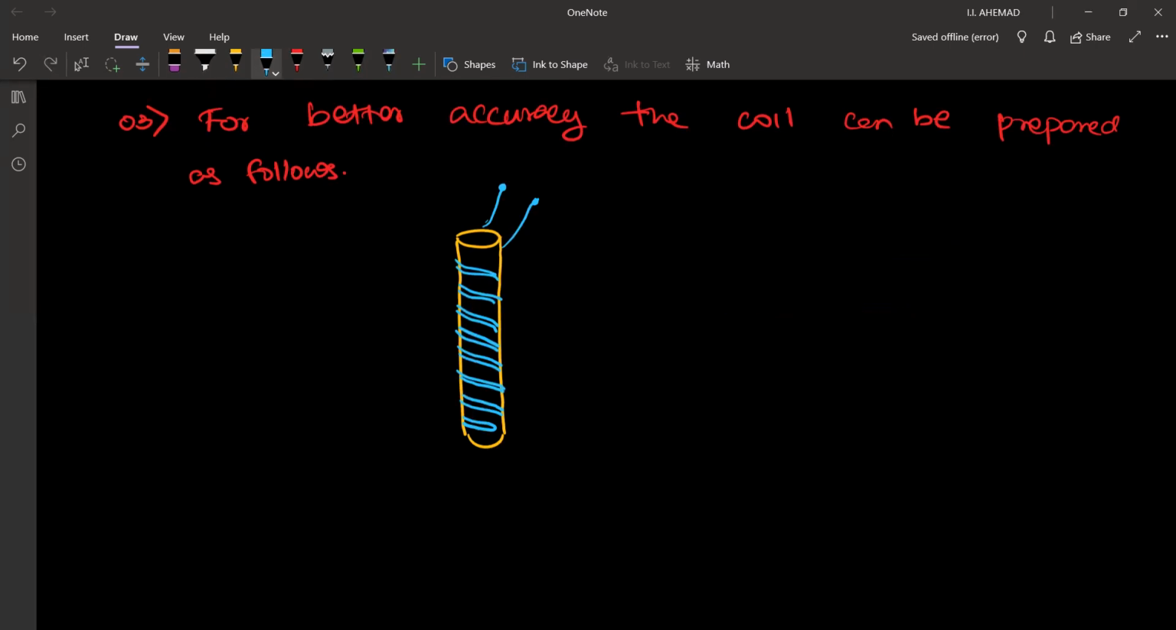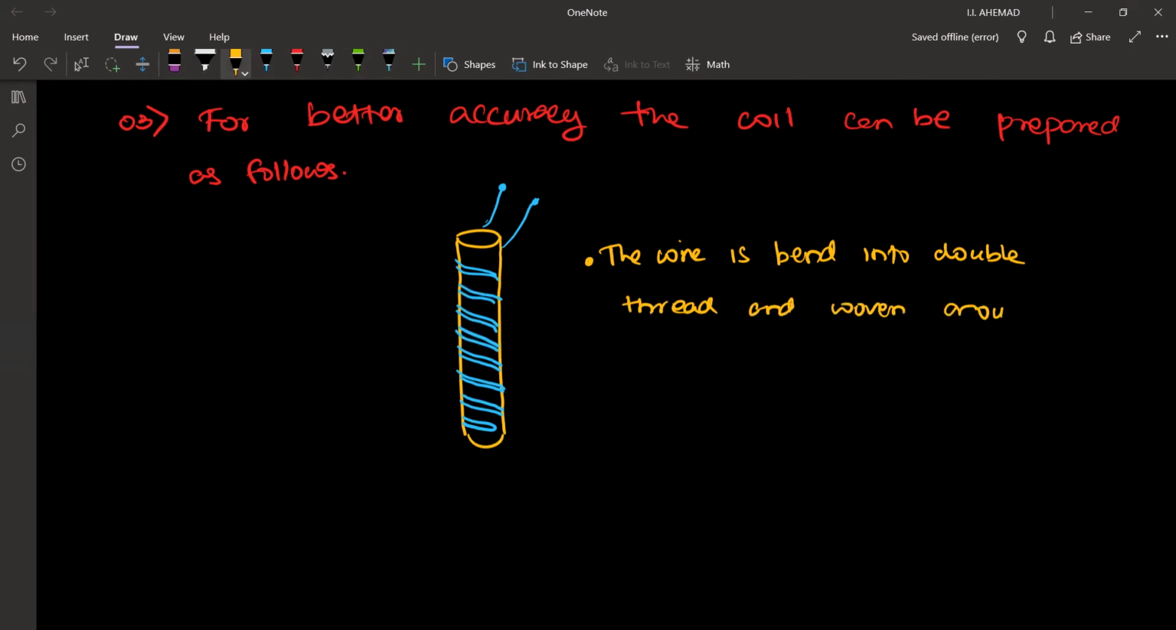Okay. The wire is bent into a double thread and woven around the wooden core.